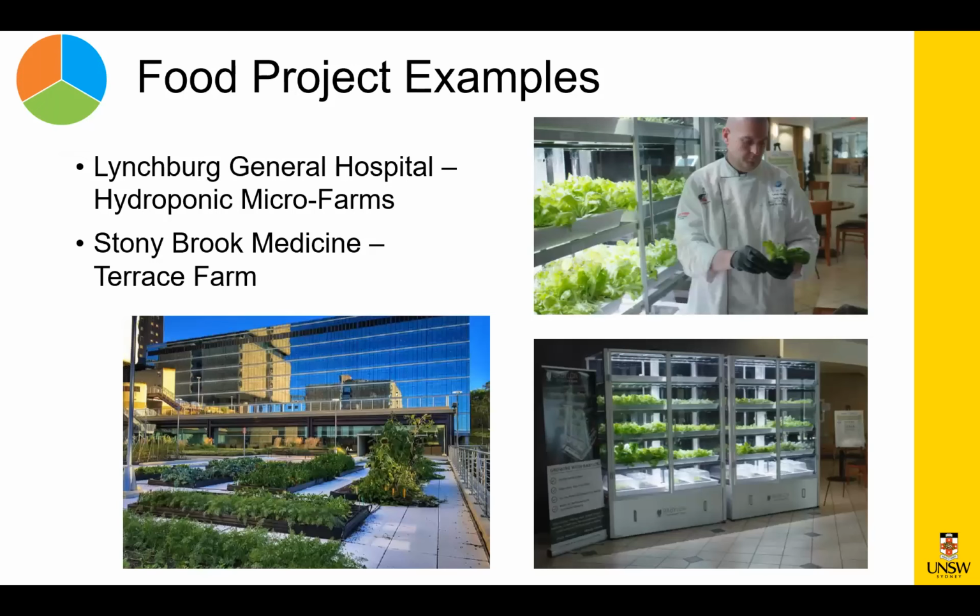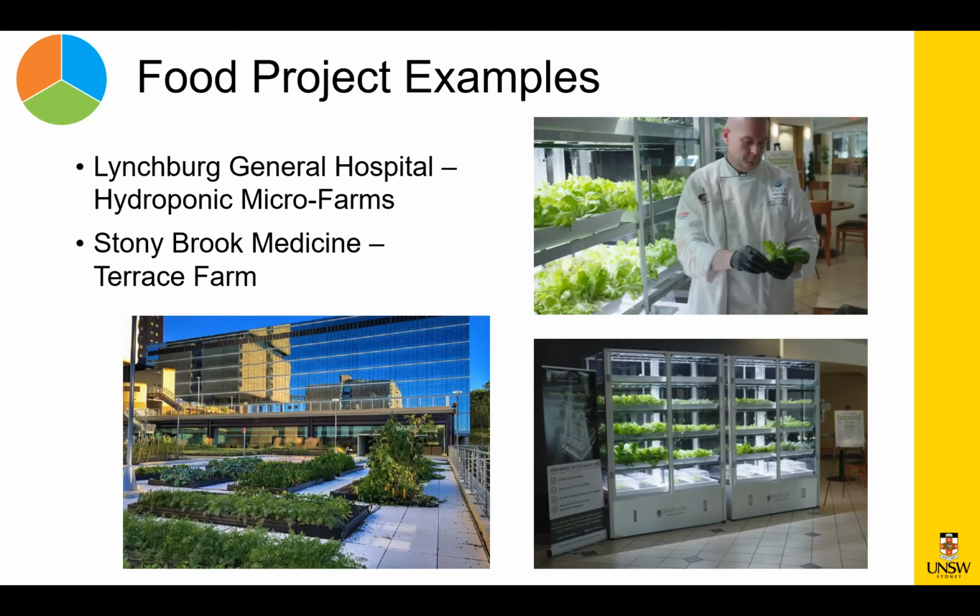Another example, Lynchburg in Virginia, and this is a hydroponic micro farm located in the hospital cafeteria. So there's a lot of interest and engagement with it by people using the cafeteria, and it's looking at, in 1.4 square meters of space, as much produce as 180 square meters outdoors can provide. So very, very intensive agriculture.